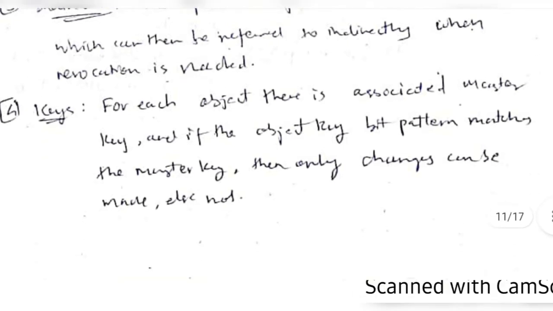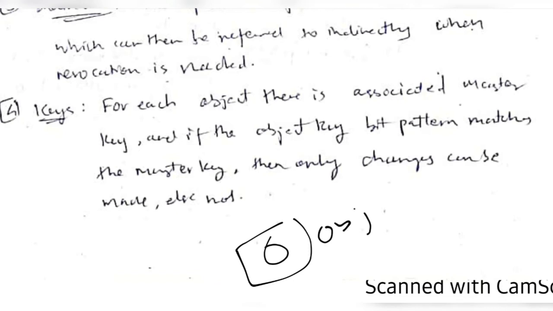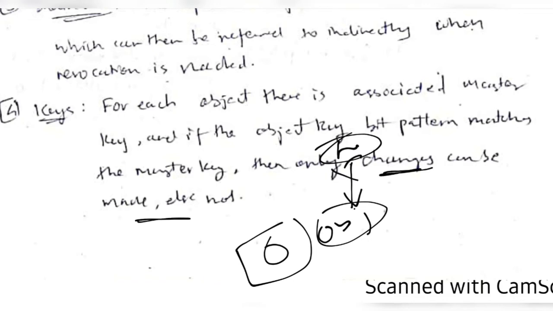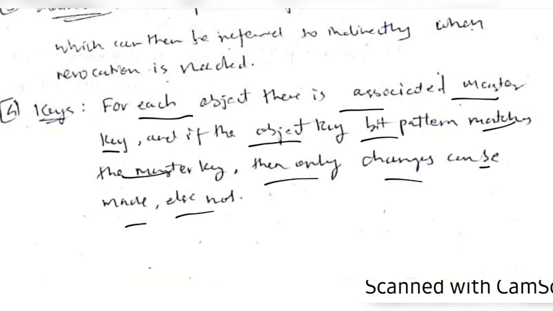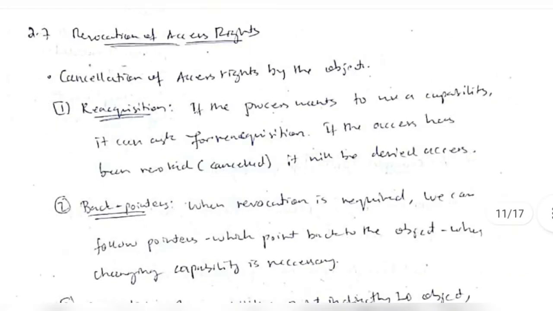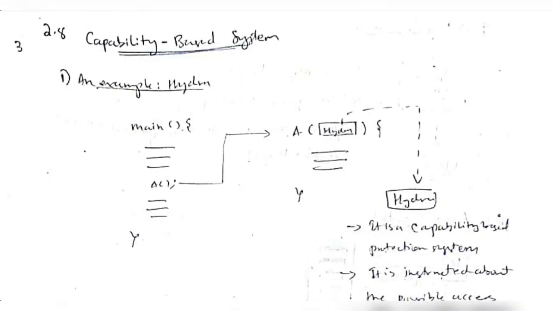And the last one is keys. For each object we'll have an object key, and we'll have a master key. The keys which match with the master key are the only ones where changes can be made. If it doesn't match with the master key, changes cannot be made with the object key. So for each object there will be an associated master key, and if the object key's bit pattern matches with the master key, then only can changes be made, else they cannot. So these were the four possibilities under revocation of the access rights. The next one is the capability based system.